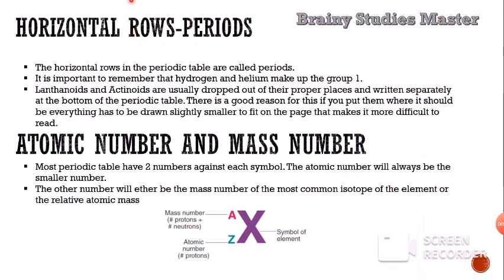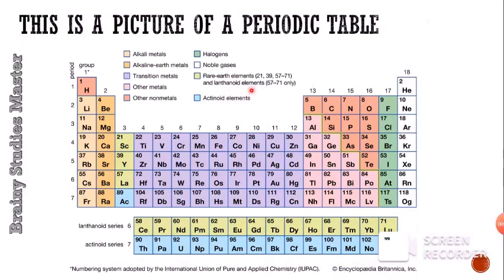Horizontal rows: periods. The horizontal rows in the periodic table are called periods. It is most important to remember that hydrogen and helium make up group 1. So it is very important to show that this H is hydrogen and this He is helium. These two elements make up group 1. They both are not solid.